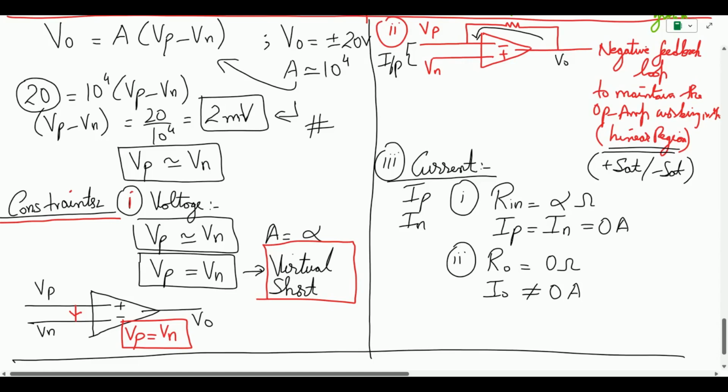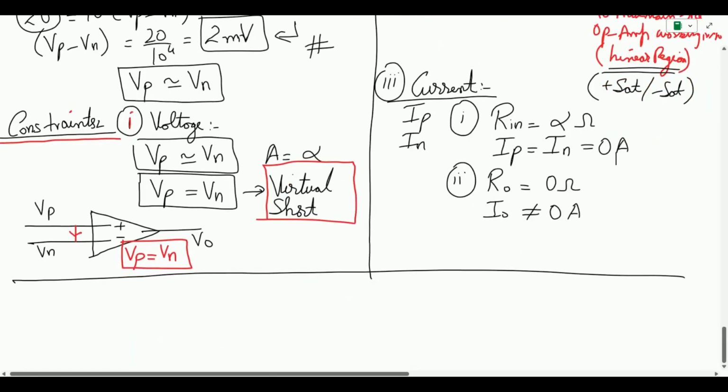Does it make any sense? Yes, it can make sense. How? Let me draw it in a clearer way. So this is my op amp, and this is my Vp, this is my Vn, and this is my output. Let's talk in terms of the currents. The current generated from Vp is going to be Ip, the current generated from Vn is equal to In, and both are entering into the amplifier. Similarly, the current generated from the output voltage is going to be Io, and it is also entering.